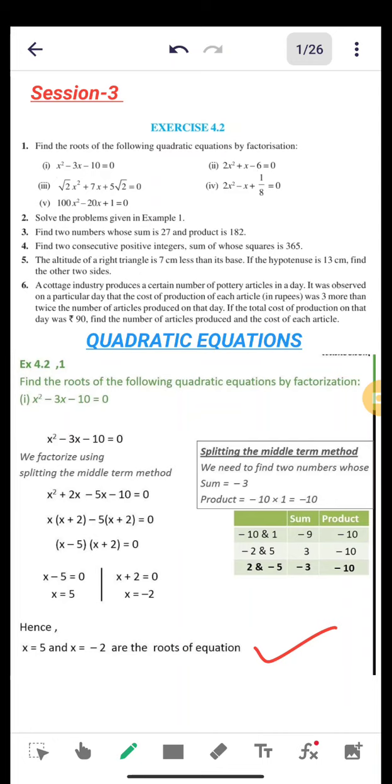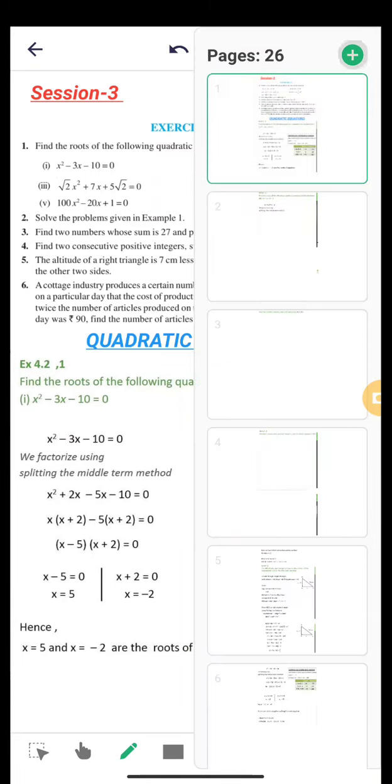the splitting middle term method. We have another method in this chapter, that is called the quadratic formula. Okay, we can even solve by the quadratic formula also. So let me teach you the quadratic formula, the same problem with the quadratic formula. How we can get these two values with the quadratic formula. So the question here is x square minus 3x minus 10.